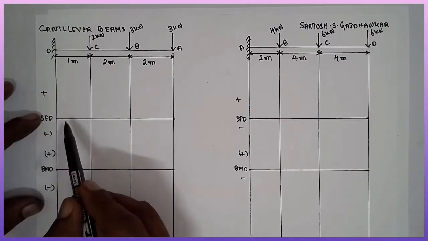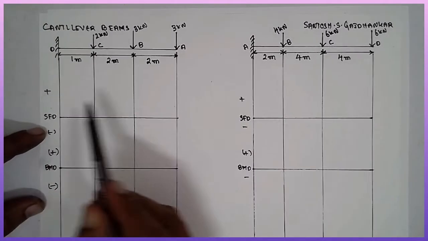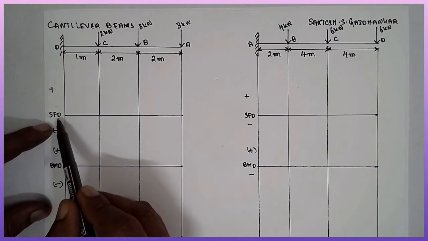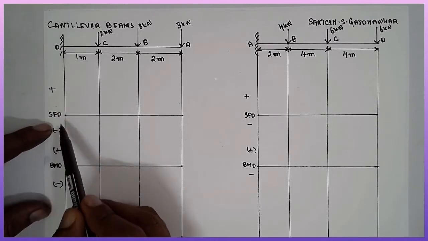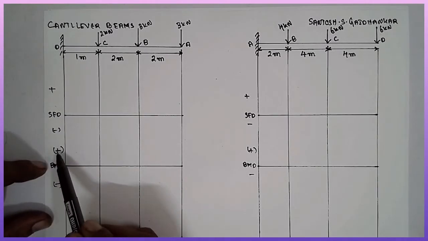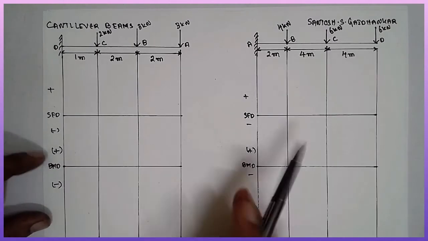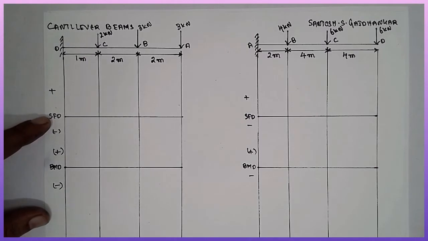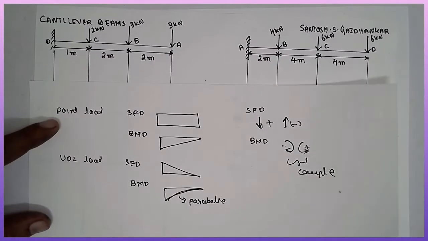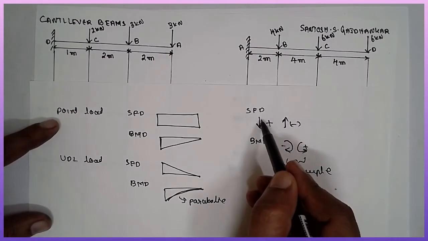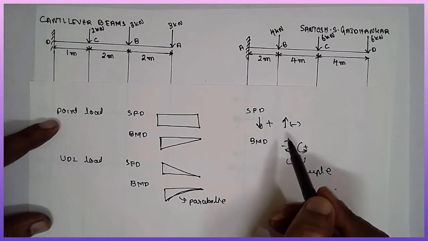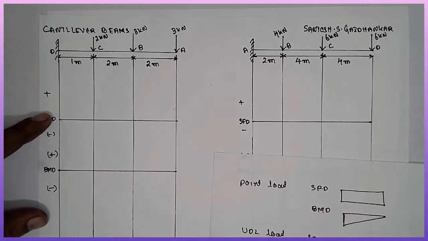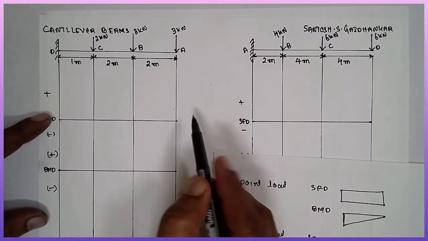Here, the diagram is divided into two parts, SFD and BMD. For SFD, the top portion is positive, bottom is negative. For BMD, the top portion is positive, bottom will be negative. Now, as per the condition of SFD, the downward arrow is positive and upward arrow is negative. Let us solve.